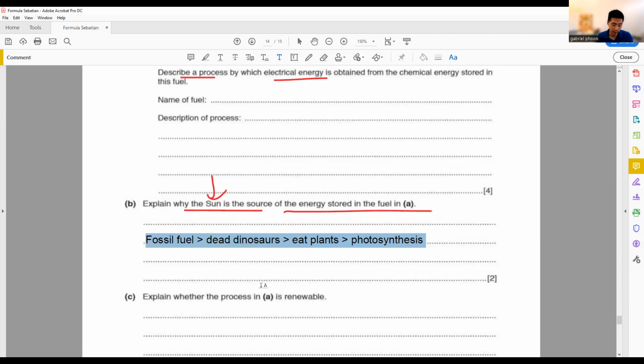Right, you must mention it this way. The dinosaurs got the energy from the plants, right? Yeah, the fossil fuel is from the dead dinosaur. Dead dinosaurs got the energy from the plants, right? And even if it was a carnivore, it ate another dinosaur that got its energy from the plants. Like for example, a tiger will eat a cow that eats the grass, right? So ultimately it also comes from eating the plants. And the plants got the energy from photosynthesis, which is from the sun.